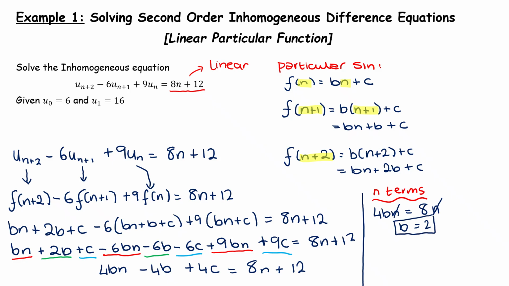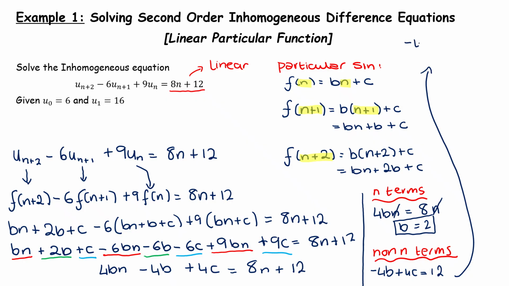Then we say, okay, the non-n terms. These are effectively the constants, but often we can get confused with that idea of constants and letters, so non-n terms is a bit clearer. We have minus 4b plus 4c equals 12, but we know that b is 2. So it's minus 4 times 2 plus 4c is equal to 12. That's minus 8 plus 4c equals 12. So 4c equals 20 and c equals 5.